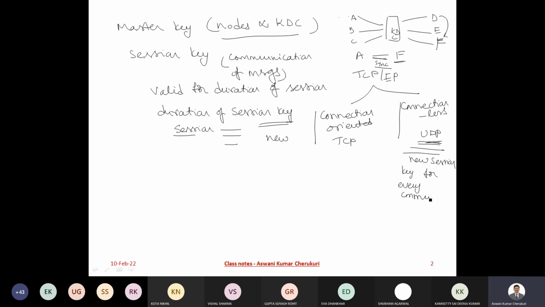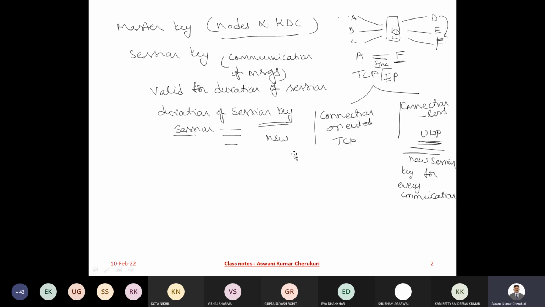Because there is no connection concept. So a message from A to F needs a session key. A response from F to A needs a session key. And if there is another communication from A to F, it needs a new session key. Okay, is that clear? Hello, is that clear or not yet? Yes, sir, that's clear. Yeah, so that's what is important. We need to know whether the communication protocol that is used is a connection oriented protocol or a connectionless protocol.